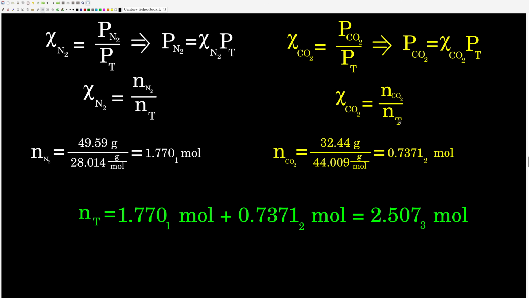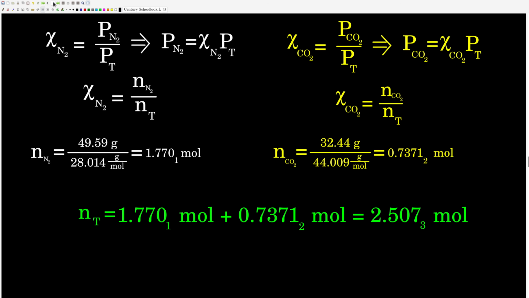So the first thing we do is we calculate from the masses that were given the moles of each of the gases. So the mass of the nitrogen divided by its molar mass gives us the moles of nitrogen. Likewise, the mass of the carbon dioxide divided by its molar mass is the moles of carbon dioxide. Add those two up, and that gets us the total number of moles, N sub T. So now we know enough to calculate the mole fraction of each of the gases. We were given the total pressure in the problem, so we just plug in up here and get our answer.